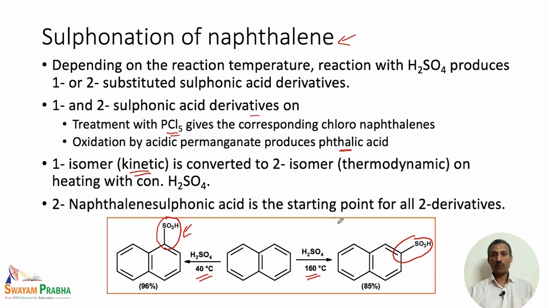And if we look at 2-naphthalene sulfonic acid, this is actually the starting point for most of the 2-substituted derivatives of naphthalene. Various 2-substituted naphthalenes can be prepared starting from 2-naphthalene sulfonic acid. So that's the reason this is the most important compound used in naphthalene chemistry.